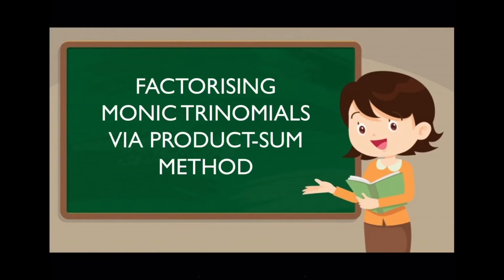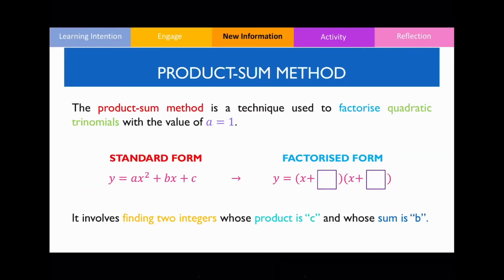What I want to show you now is how we factorize these monic trinomials by using the product sum method, okay? The product sum method is a factorizing technique that we use to factorize quadratic trinomials with an a value of 1. So that just means we generally use this when you've got monic quadratic equations, okay? And what we're trying to do is go from the standard form, so when it's written in a similar format like this, we want to convert it into the factorized form, okay? And these squares are where you would insert your numbers, okay?